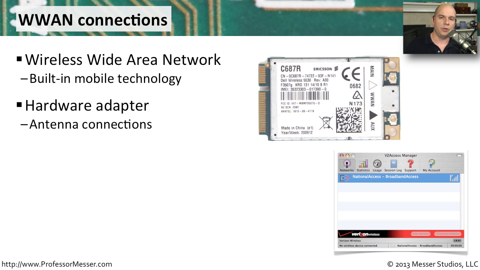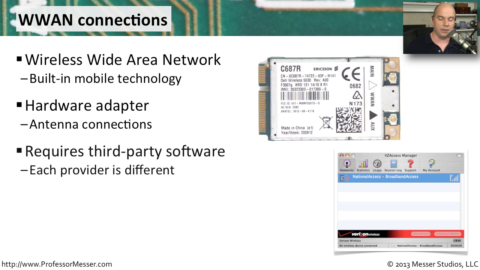That hardware adapter usually can be removed, replaced, or added if you'd like to add that capability to your laptop. These usually require some type of third-party software. You can see the Verizon software here that's used to access this device and connect to that wireless network. So usually you're combining both the hardware and the software together to give you this capability. Now you don't have to worry about connecting to an 802.11 wireless network somewhere. You can simply take your laptop anywhere you'd like and you're connected to the network.